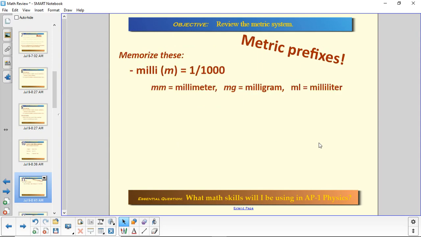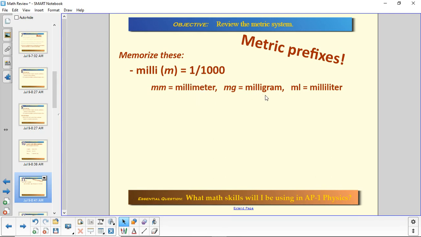Now, what about the prefixes? Again, you've probably heard of these, but you need to know what they look like and what they mean. Okay, the first one, you got to memorize these. Okay, milli, as in millimeter, milligram, or milliliter. It means 1/1000th. So when you see that prefix milli, it means 1/1000th of the base unit. There are 1,000 millimeters in a meter. When you look at a meter stick, those smallest lines, those closest together lines, those are the millimeters, and there are 1,000 of them in a meter.